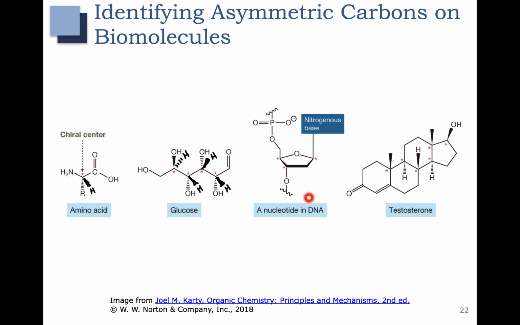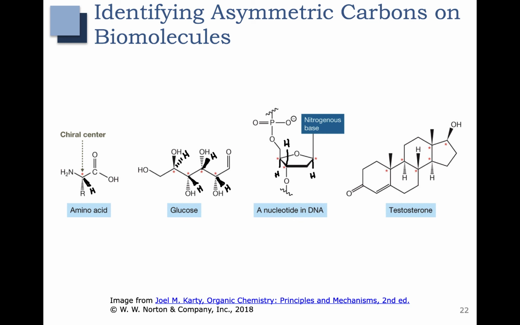Now let's look at the nucleotide in DNA. Again, the hydrogens aren't drawn in, so let's draw those in. Right here at this carbon, we have a hydrogen, a CH2, an O, and a CH attached, so that is asymmetric. Now let's look at the next one. That carbon has an oxygen, a hydrogen, a CH, and a CH2 attached, so it is also asymmetric. Over here on the right, we have a chiral center because we have a hydrogen, an oxygen, a CH2, and a nitrogenous base attached.